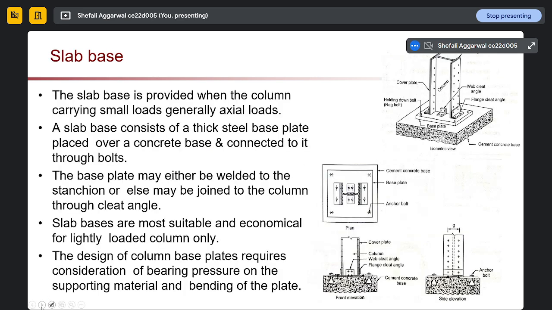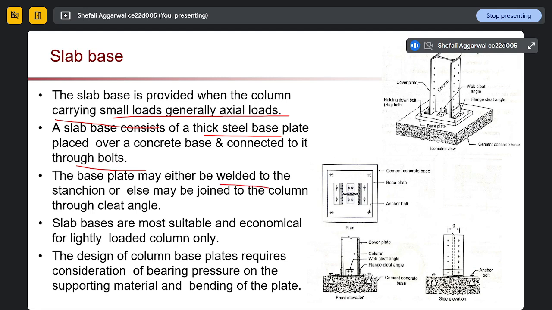So these are the two types of column bases we have. First is the slab base, and this is how exactly a slab base looks like. A slab base is provided when the column is carrying a smaller load, generally only axial load. It consists of a thick steel base plate placed over the concrete base and connected through bolts or welding. If this is our foundation, above the foundation we are providing a simple steel plate which is connected with bolts, and it is connected to our column section through different plates. So this is a slab base.